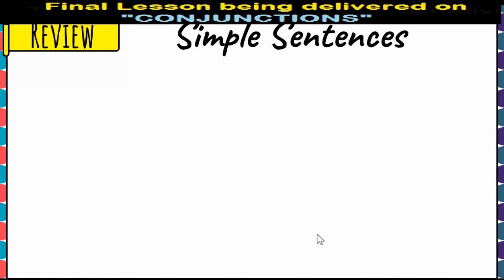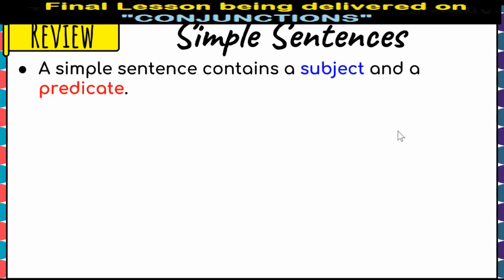Okay, let's do the review first, the warm-up activity, which is a simple sentence. And this is what I expect that all of my dear kids in the class will be knowing. All right. As we know, a simple sentence contains a subject and a predicate. Now, what do I mean by a subject and a predicate? Who can tell me? Okay, that's nice.